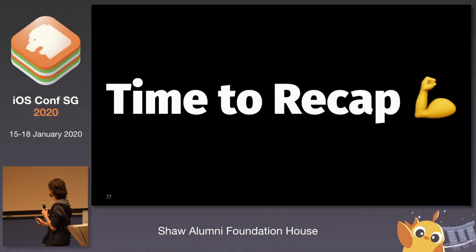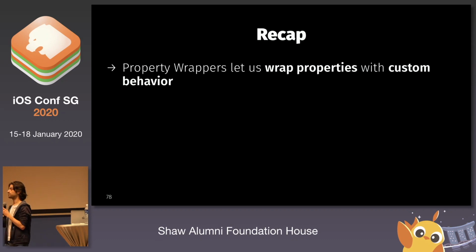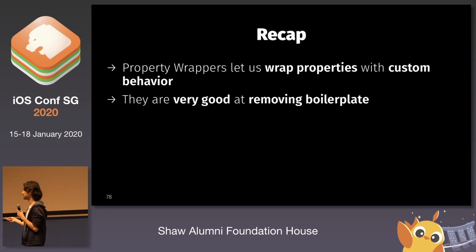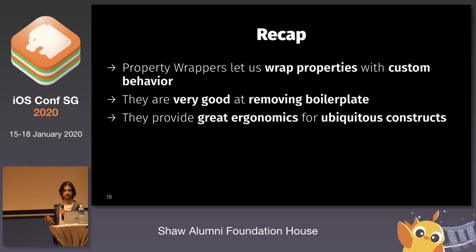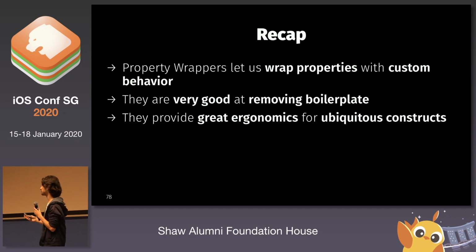What should you remember from this talk? First thing, property wrappers. Basically, the thing to know is that they let us wrap properties with custom behavior. They are extremely good at removing boilerplate. Actually, as we saw in the initial pitch, that's what they were made for, to remove boilerplate when there is a pattern in the way that we implement properties. They also provide great ergonomics for ubiquitous constructs. So the idea is that if there is a pattern that comes up in every place in your app, it's going to be very nice because you are going to be able to encapsulate it and to have the feature without really worrying about it when you use it.